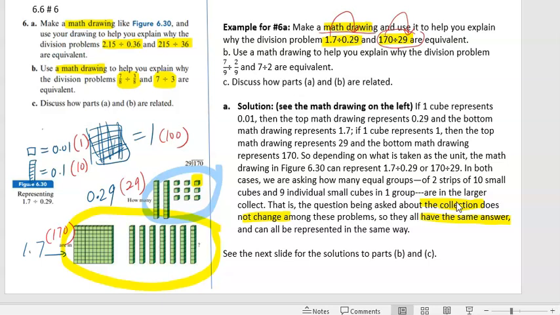So whether you're asking 1.7 contains how many 0.29, it's asking these many blocks contain how many of these blocks. And when you do 170 divided by 29, same thing. How many of these blocks contain how many of those blocks? That's why they are equivalent, because again they share the same drawings. Both problems are asking these many blocks contain how many of that block.